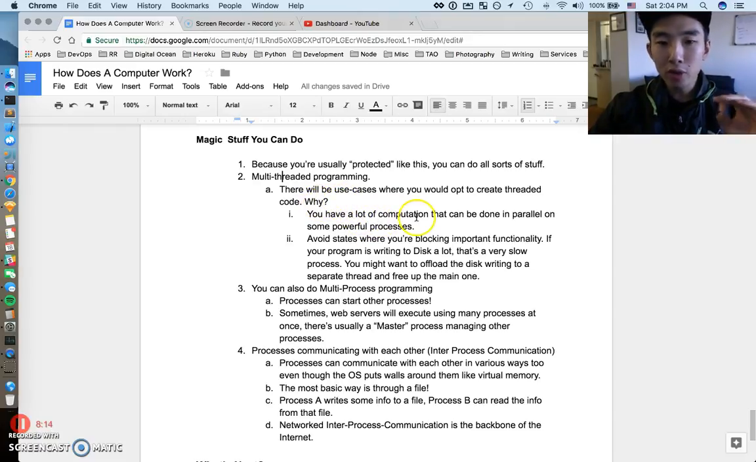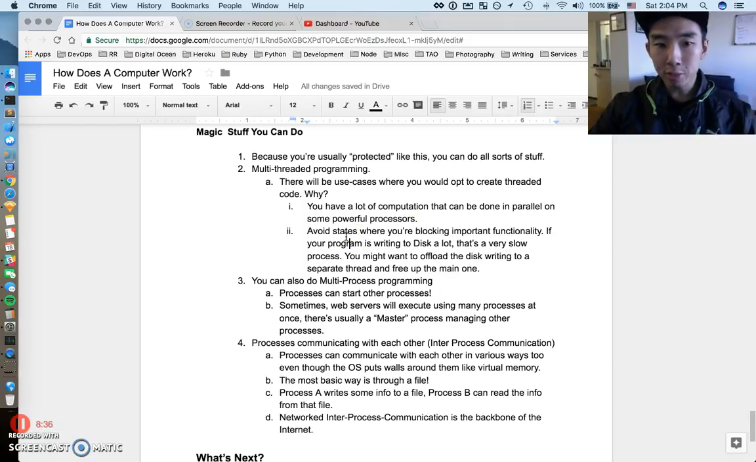What if you have a lot of computation that doesn't depend on each other and it can all be done in parallel with some parallel processors? You might opt to do some multi-threaded code. If you have tons of computation to do that don't rely on each other, you could execute them on different threads and the processor could run all of them simultaneously.